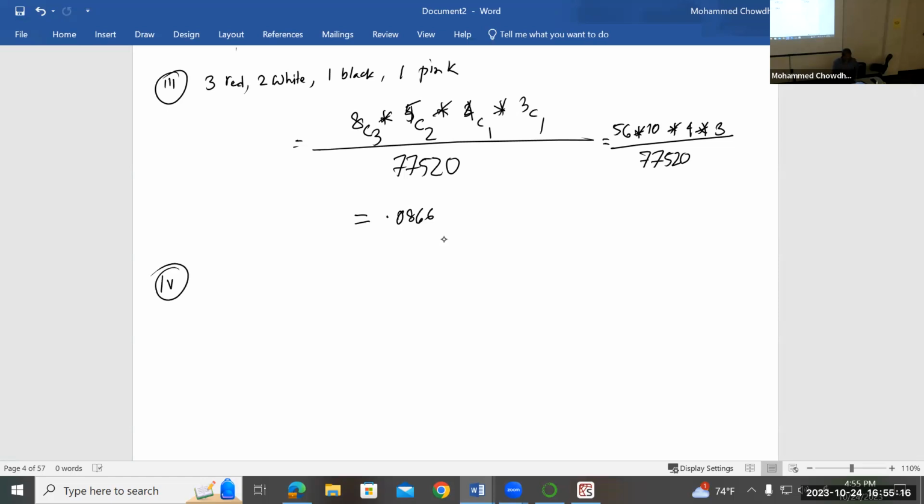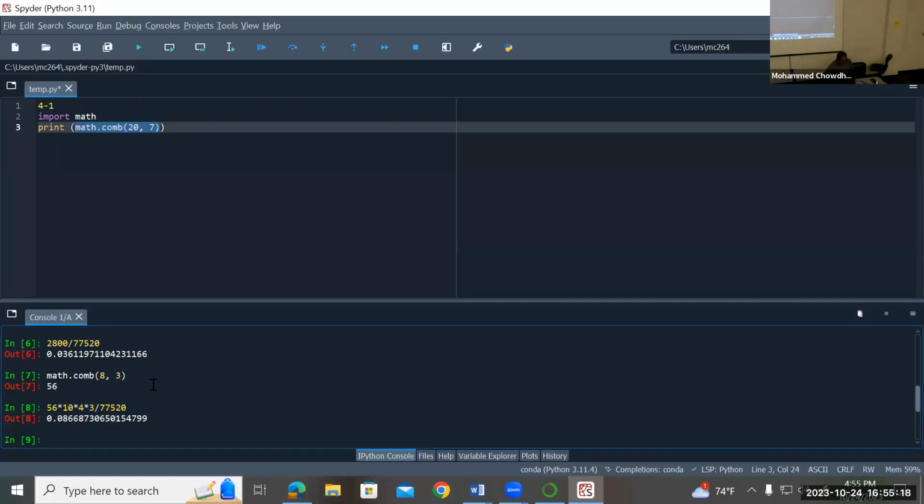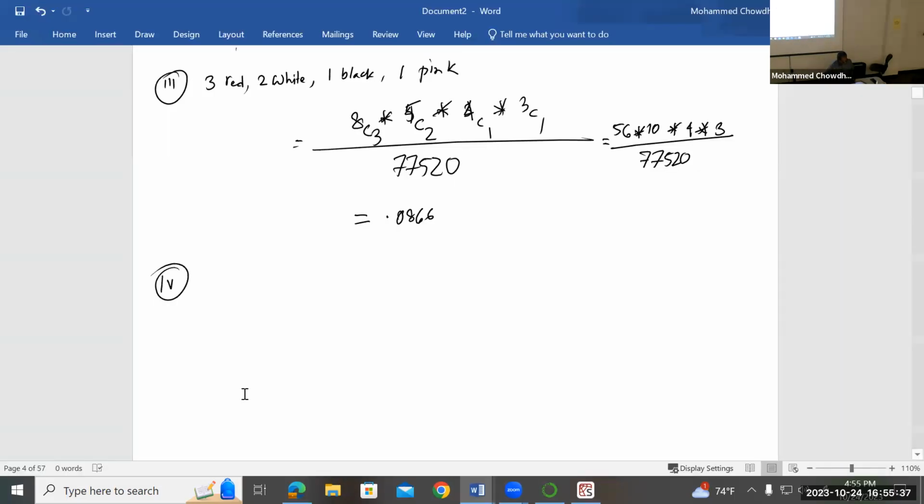So if you become expert on this Python code, math.com, then it will be easier for you to compute this probability, okay? You will definitely get one question from these combinations and how to compute probability by using combination.